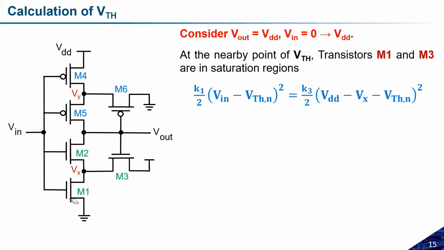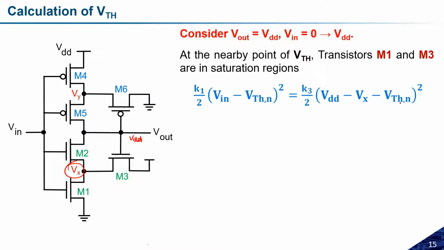Similarly, if we calculate the saturation current for transistor M3, VG is, as initially calculated, VDD, and VS is nothing but VX. So the VGS will be VDD minus VX. This is VGS of 3, VDD minus VX, and minus VTH whole square. So this is how we can observe this expression.